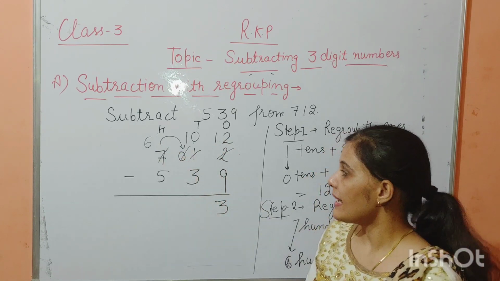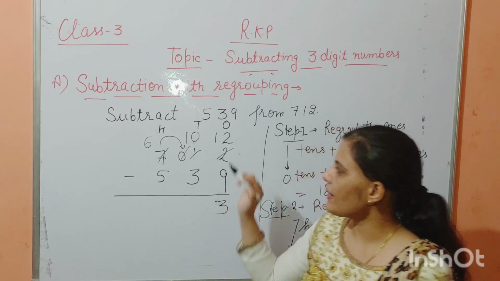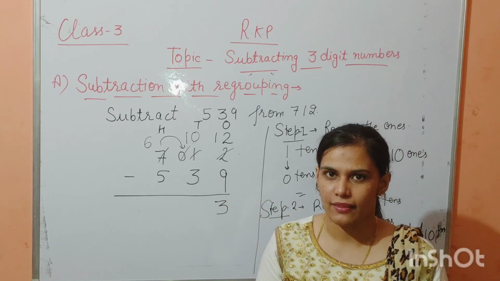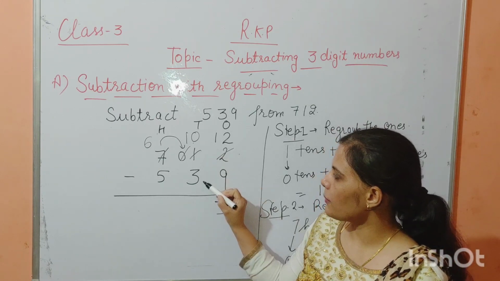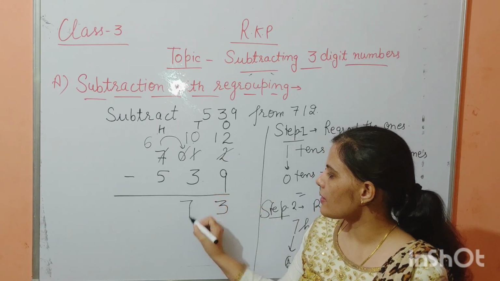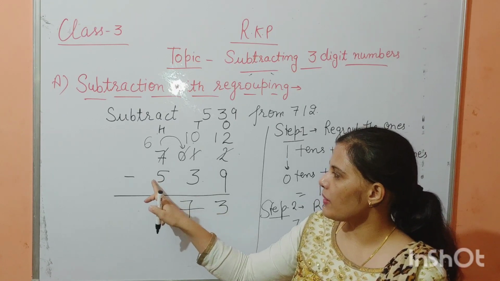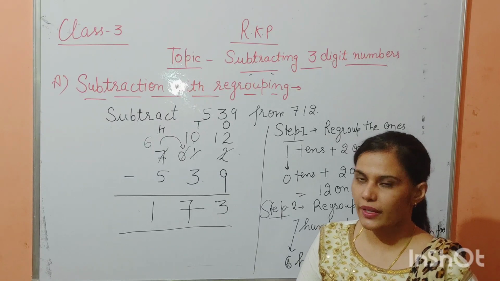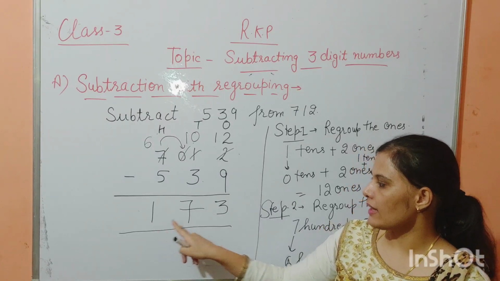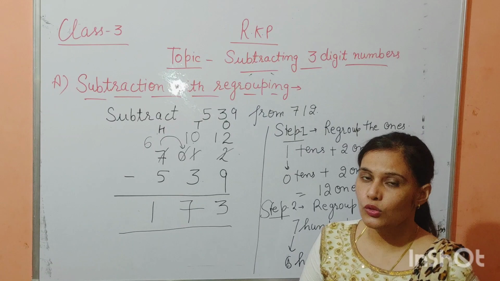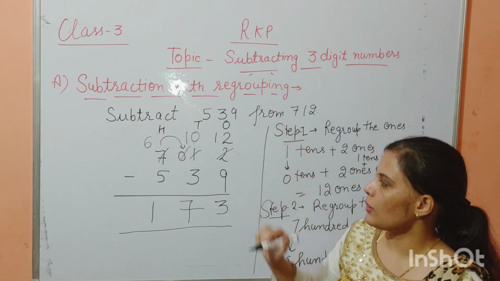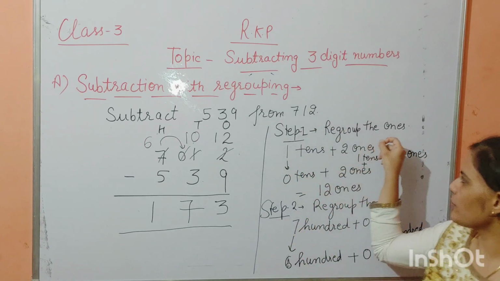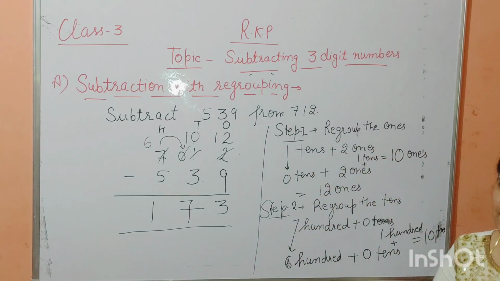This is the reason, students, why when you borrow 1 from the hundreds or tens, it becomes 10. So subtract 3 from 10, it becomes 7, and when you subtract 5 from 6, 1 is left. Okay, so read it: 173. So students, in 3-digit numbers you can regroup the number a maximum of 2 times, at the ones place and at the tens place. Okay.